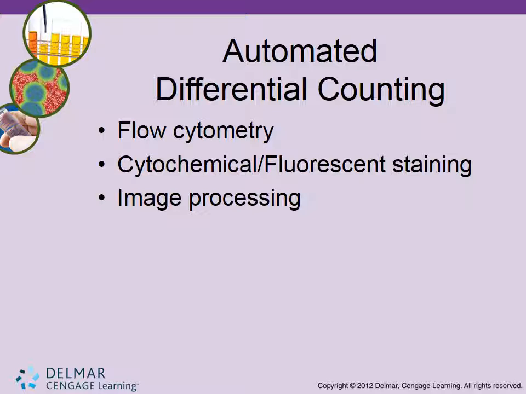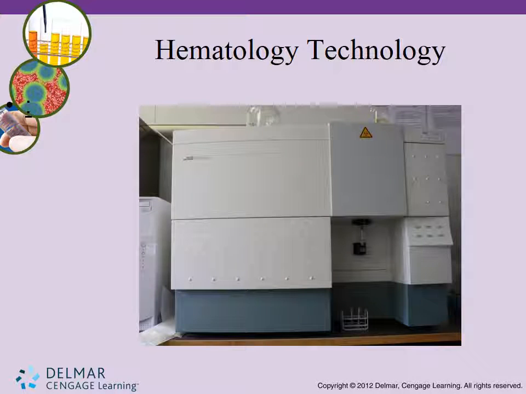Three other types of automation that are more in use now are flow cytometry, cytochemical or fluorescent staining, and image processing. So we're going to briefly cover those next. Here you have an example of a flow cytometer, a hematology analyzer, and the purpose of flow cytometry is to detect and measure multiple properties of cells. It identifies and then quantifies or counts the cells.